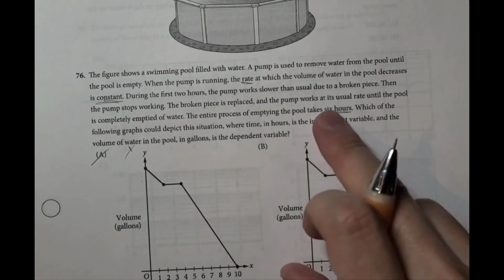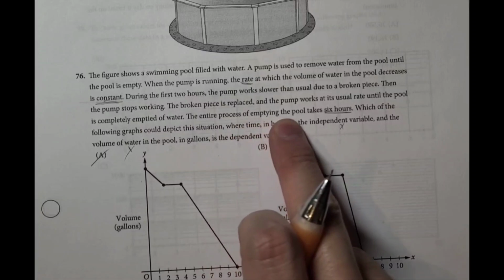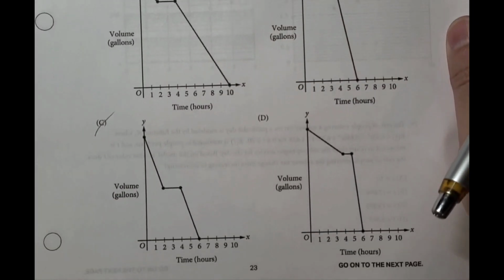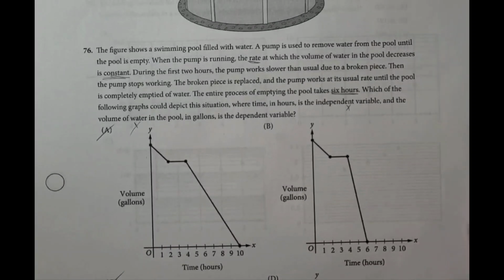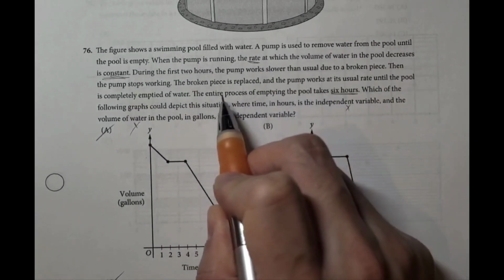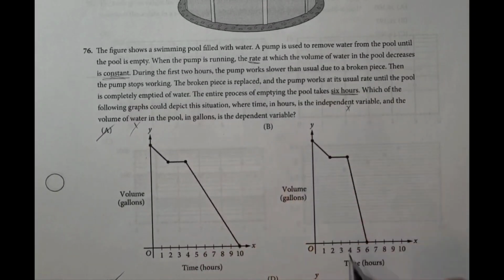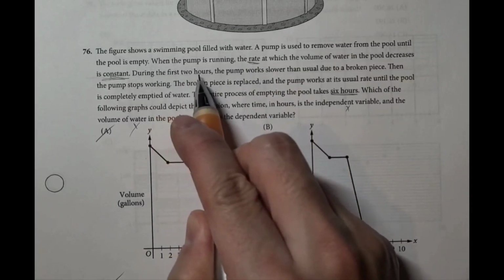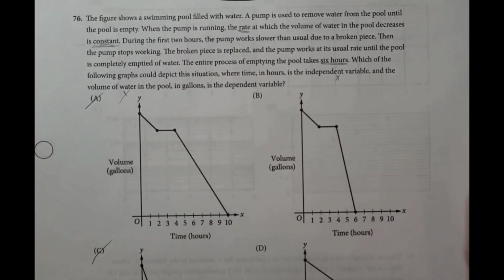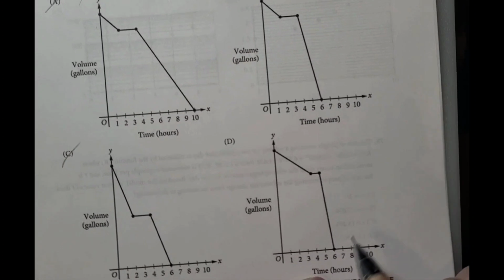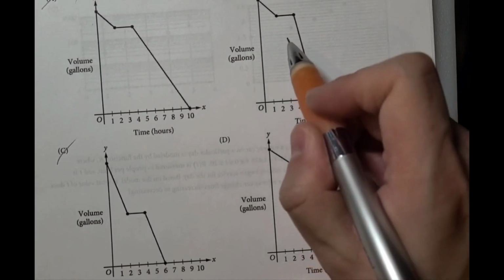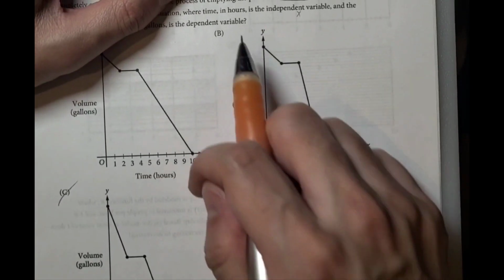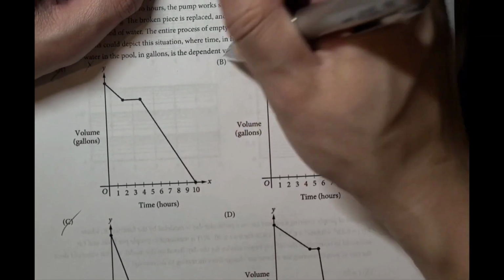Okay, now what about the 6 hour thing? The entire process of emptying the pool takes 6 hours. So they both end at 6 hours, okay? So that doesn't help us. So what is the time? During the first 2 hours, the pump works slower. So during the first 2 hours, it should be slower. This one, the first 4 hours, it looks like it's slower. This one, the first 2 hours, it's slower. So B looks like the best answer.